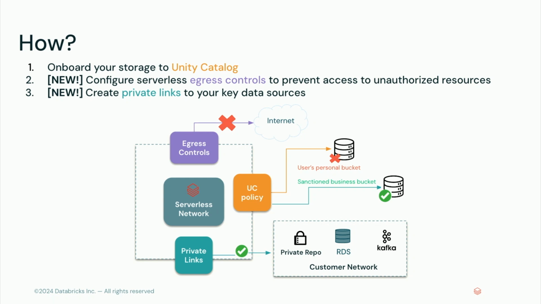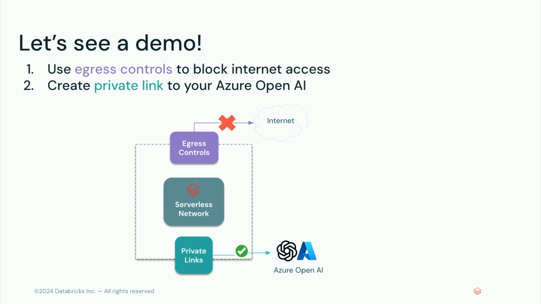Again, I'm going to bring this all together with one demo. So what is the demo? I simplified it a little bit to focus on egress controls and Private Link. This one is super exciting to me. We kept hearing from our customers, we need to lock down access from our workspace, but we need access to Azure OpenAI as an external model. And we've solved that problem.